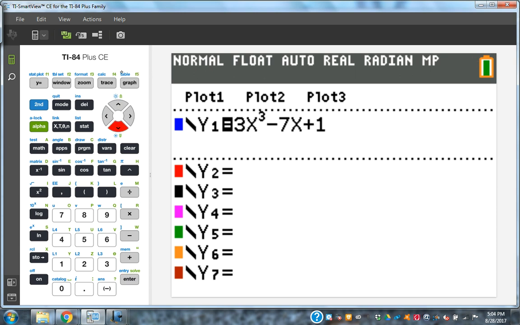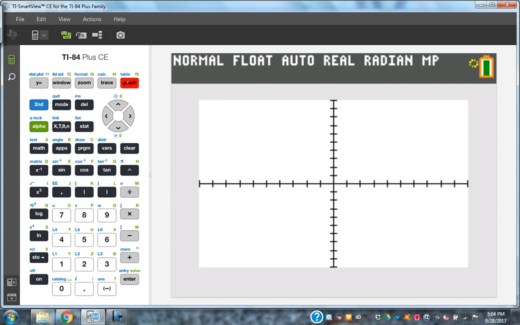Once I've done that, I'm going to hit graph, and I see this picture coming up. If you don't see that picture, hit zoom, then the number 6, and it'll set your window to the default window, and you should get the same picture as I've got there if you typed in the equation correctly.